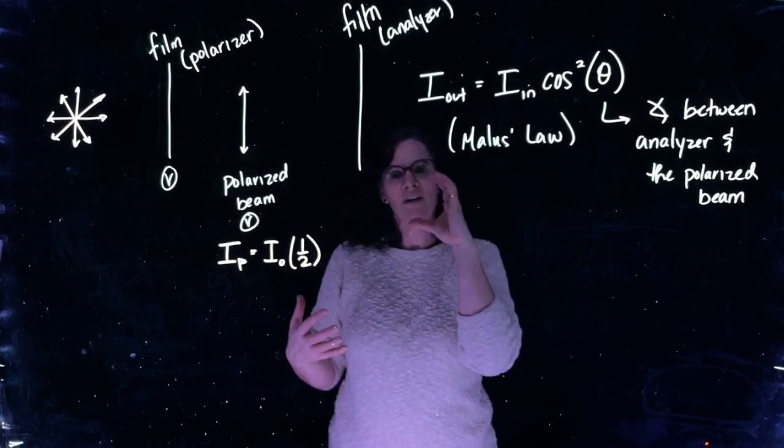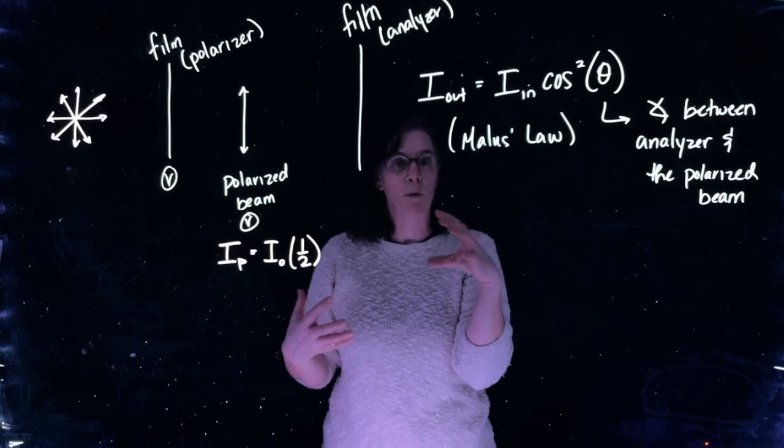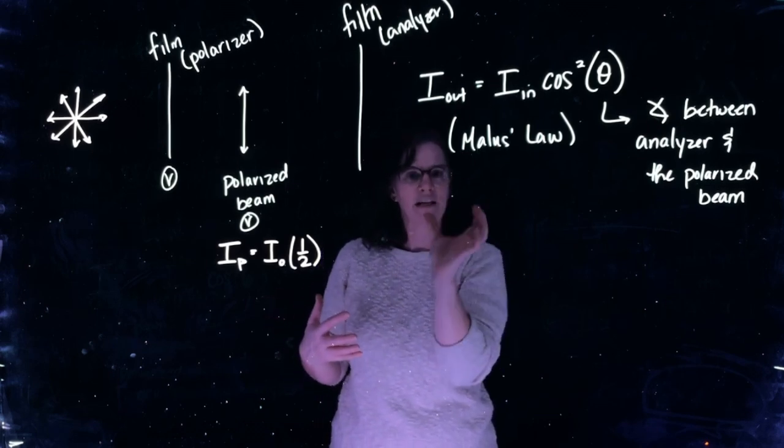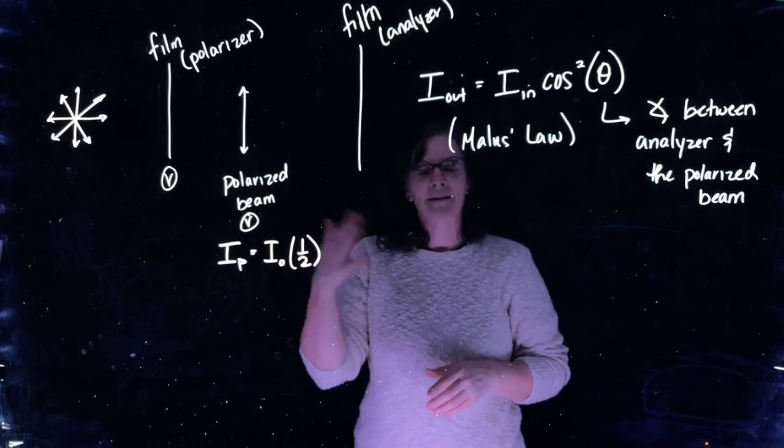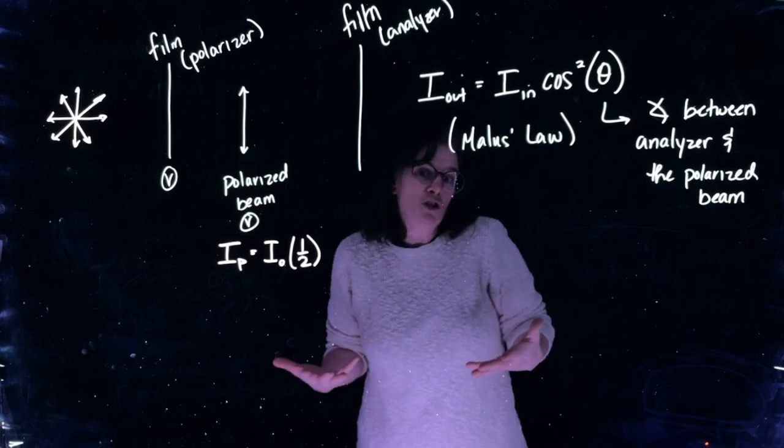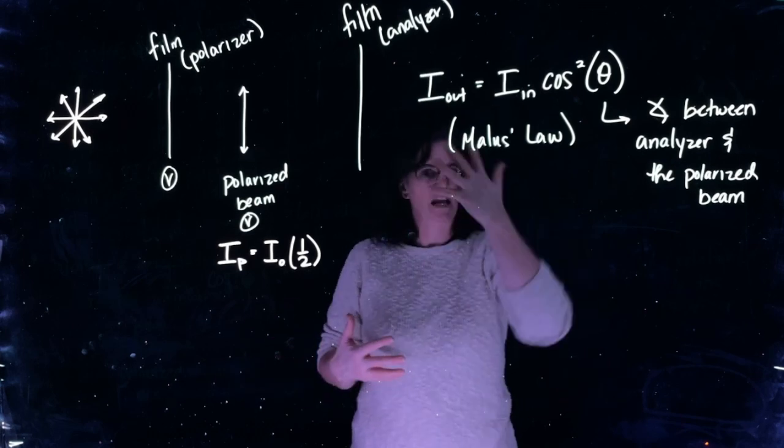So if I look at a polarized light through an analyzer, I can rotate that analyzer to determine the direction of polarization of that polarized beam. Or I can determine if it's polarized at all. Does it change as I rotate it?